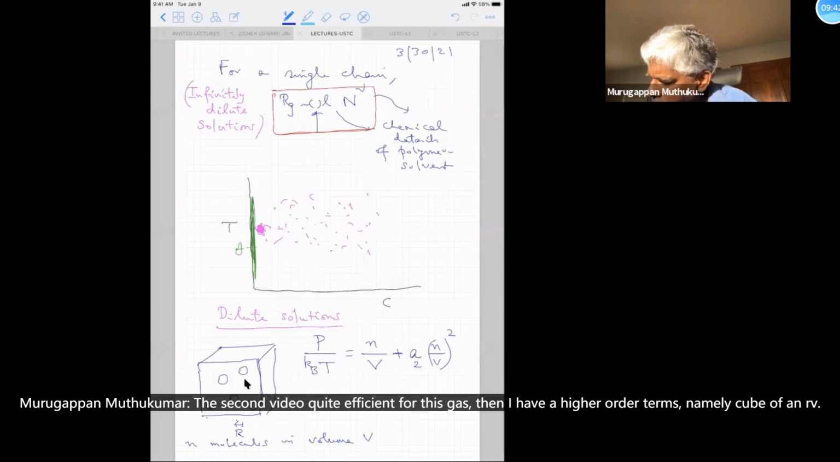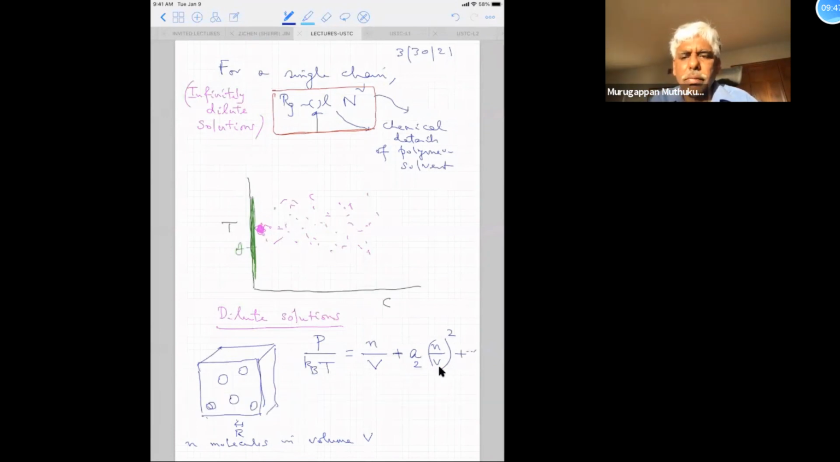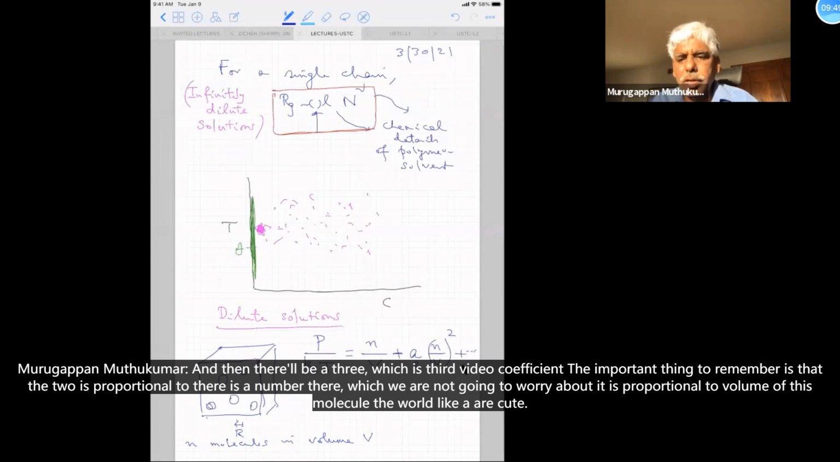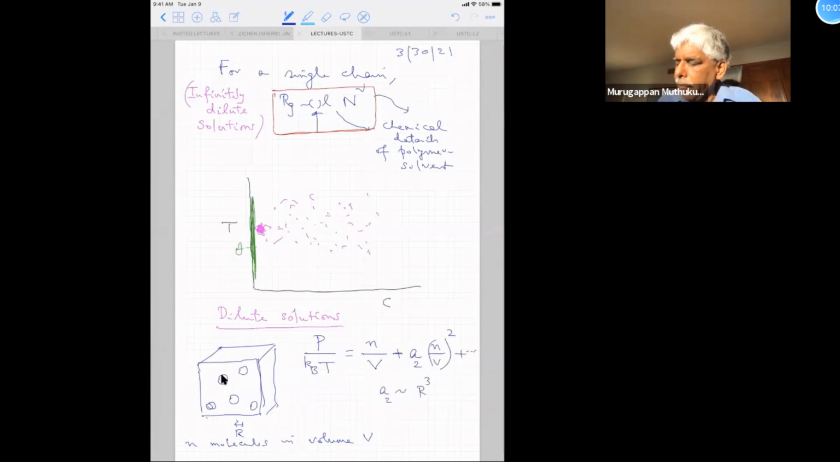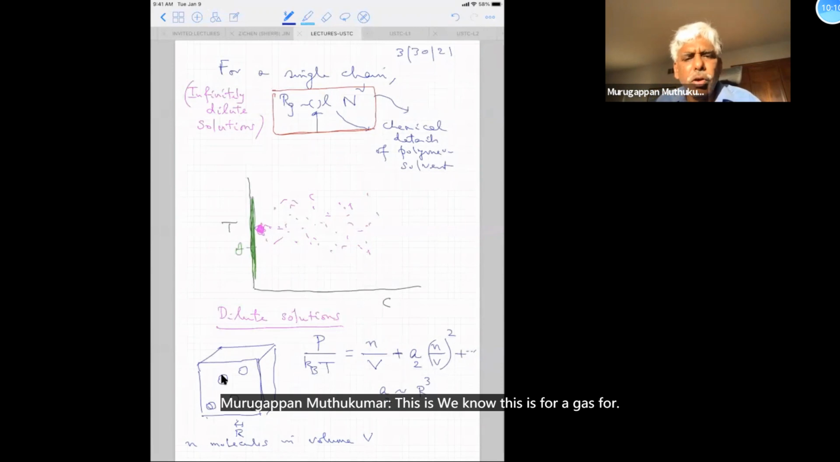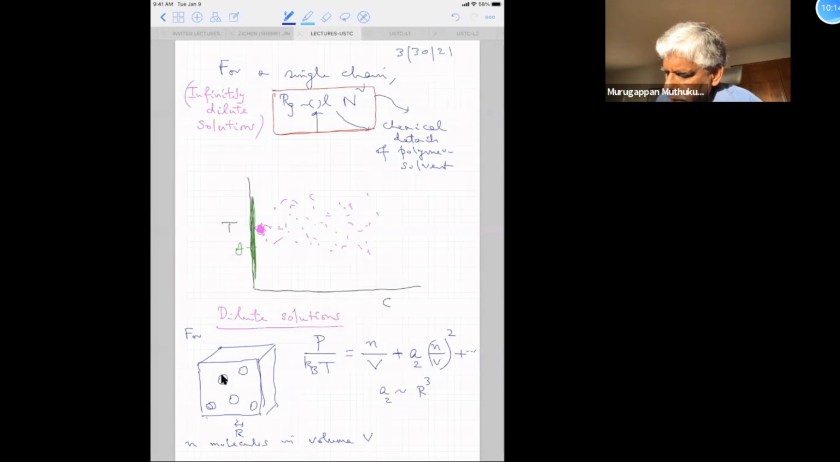Then I have higher order terms, namely the cube of N over V, and then there will be A3, which is the third virial coefficient. The important thing to remember is this A2 is proportional to, there is a number there which we are not going to worry about, the volume of this molecule. It will go like R cubed. This is, we know, for a gas.